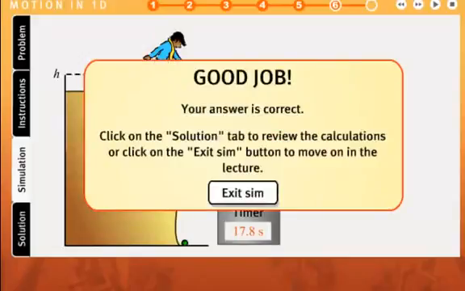Good job! Your answer is correct. Click on the Solution tab to review the calculations, or click on the Exit Sim button to move on in the lecture.